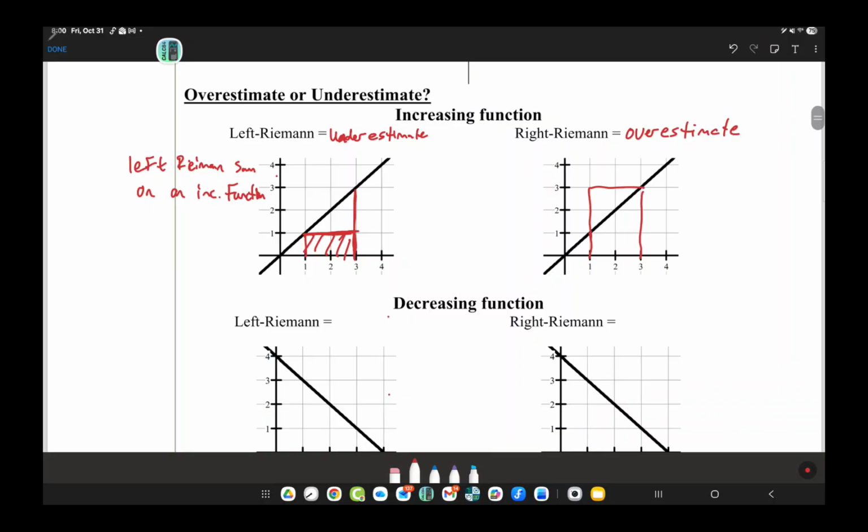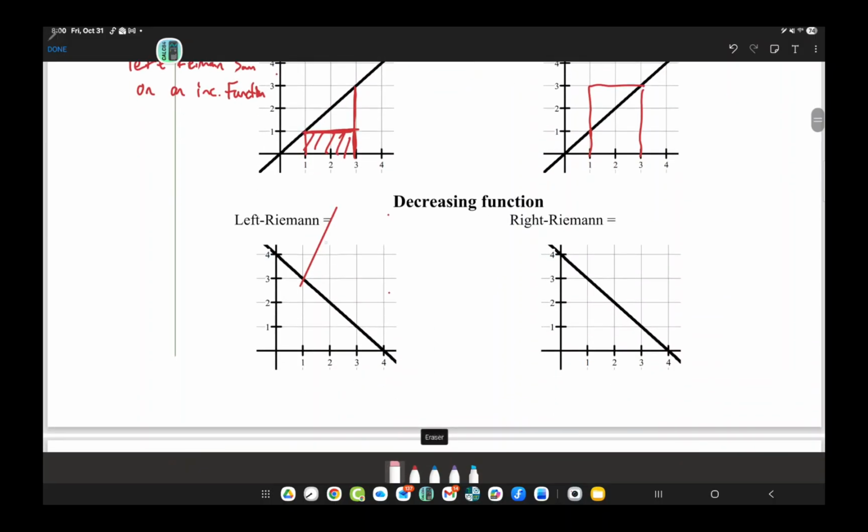So decreasing function, if I use the left, kind of the opposite here. So if I use the left from 1 to 3, overestimate. If I use the right from 1 to 3, underestimate.